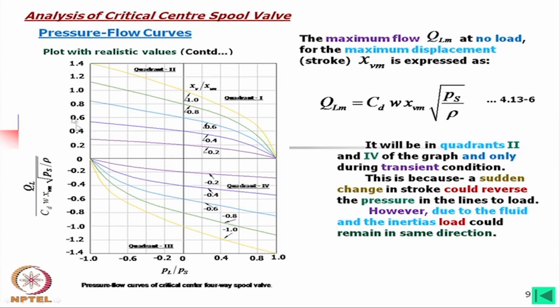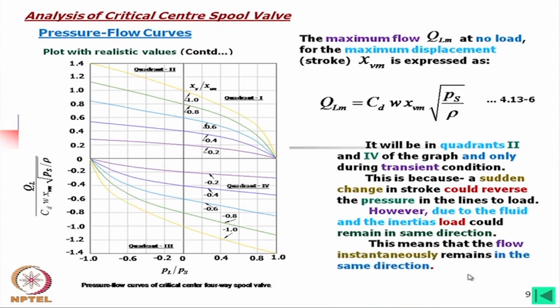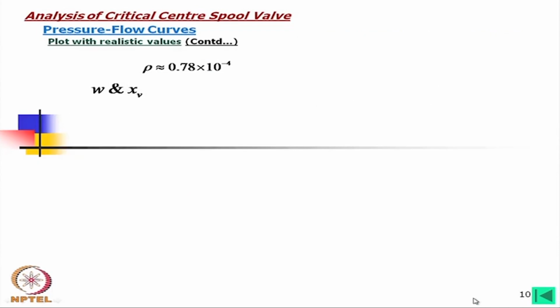These values are actually for the transient conditions. I think if we try to solve a realistic problem, then only we will be able to understand the meaning of that. But here we should keep in mind that one positive and the other negative means the pressure has been reversed, although the load is moving in the direction of flow. This means that the flow instantaneously remains in the same direction. It will take some time to change the flow, then again we will find the curve in the opposite quadrant. That means these portions of the curves are valid only for transient conditions.